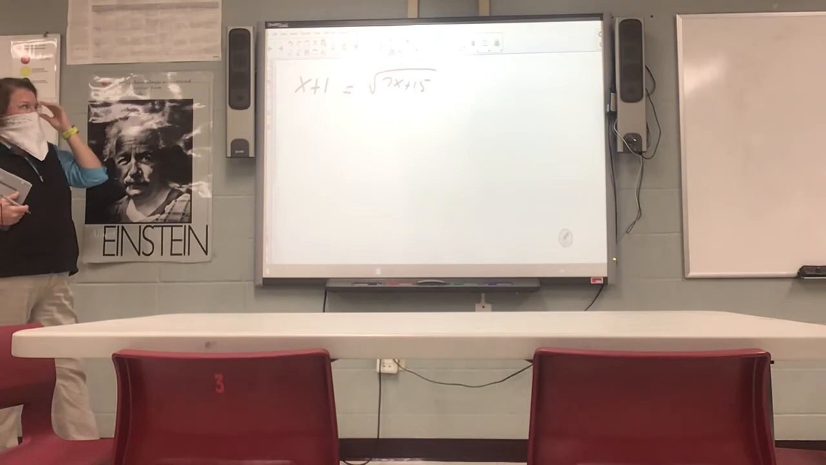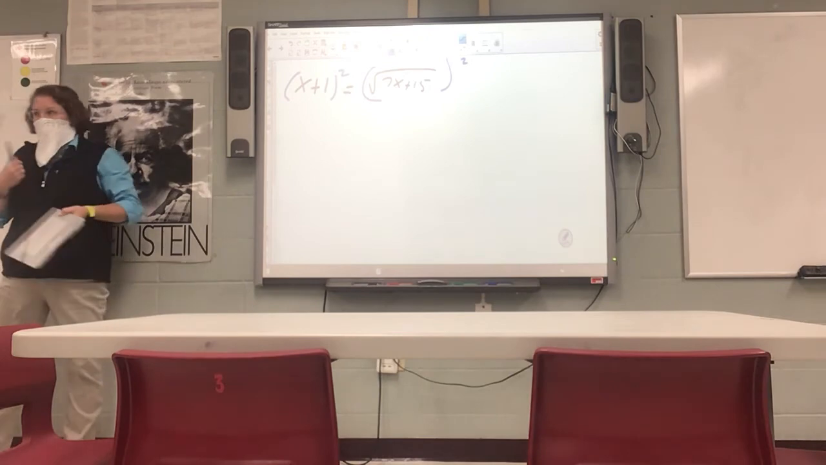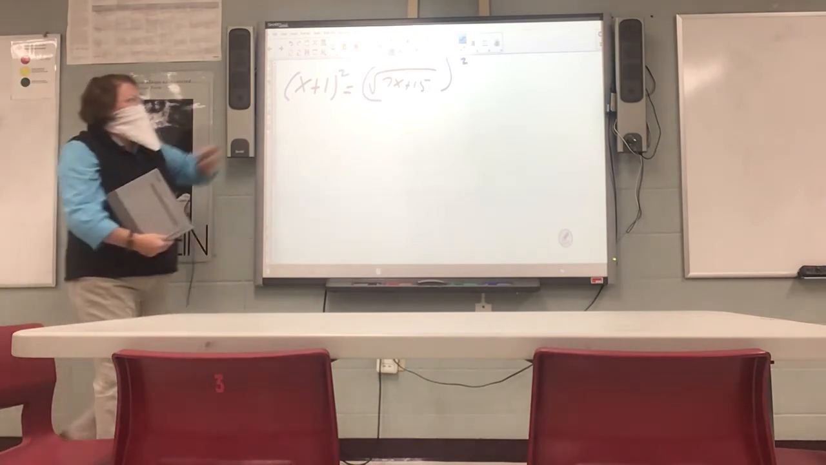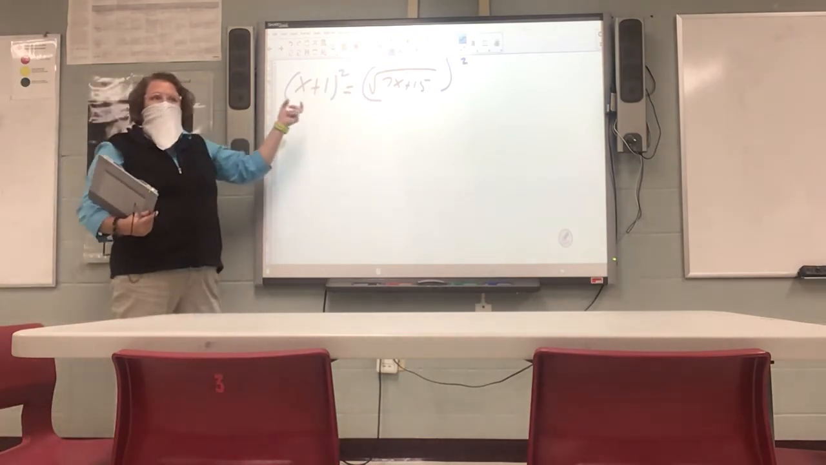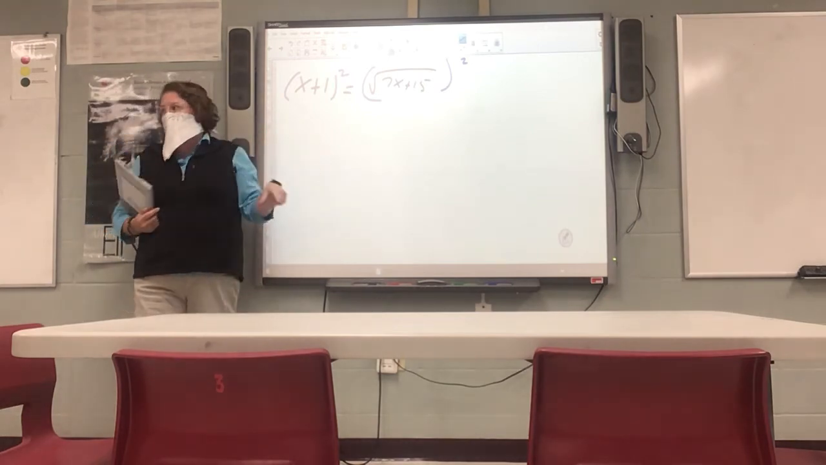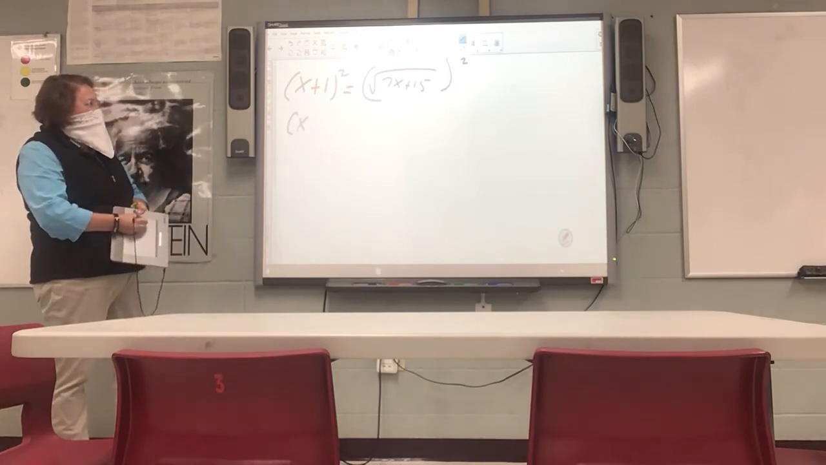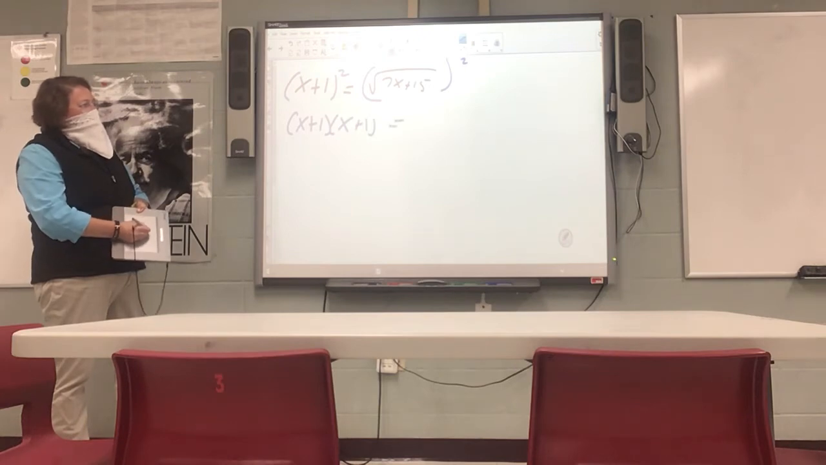So what would we do to get rid of that square root? Square it. So we're gonna square this side, which also means we have to square this side. And I wrote it like that on purpose because this doesn't just square the x and the 1. That's a whole quantity. So we have to write that quantity twice and multiply it out. So over here we're going to have x plus 1 times x plus 1. Over here the square and square root do cancel out.